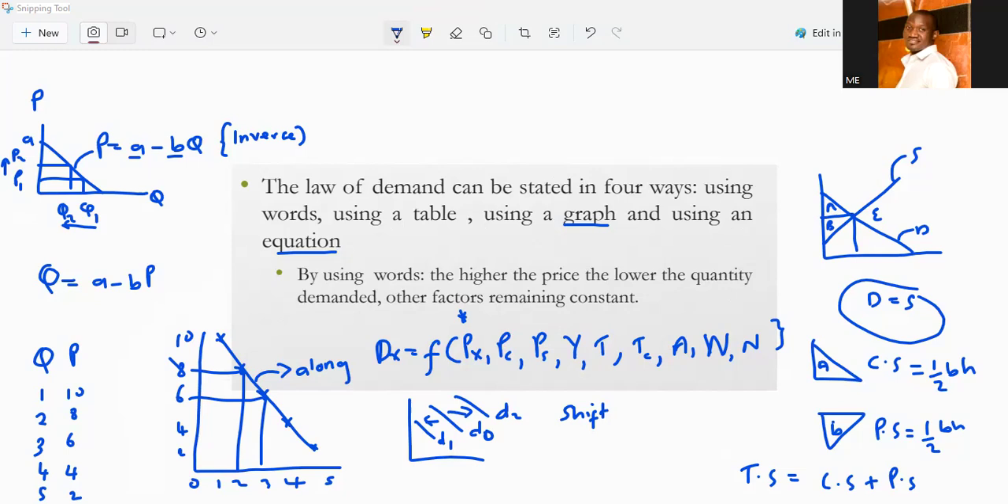The total surplus is the sum of the consumer surplus and the producer surplus. So it is the total net benefit to society from the production and the consumption of the good. Then we also have what is called the deadweight loss, which is simply the total loss of the total surplus that will occur when the market is not operating at equilibrium because of taxes and other government interventions.